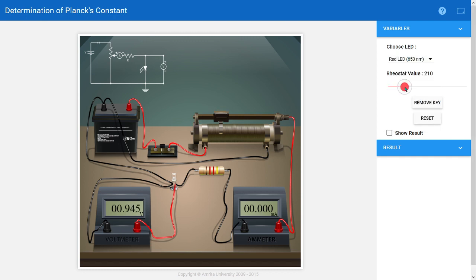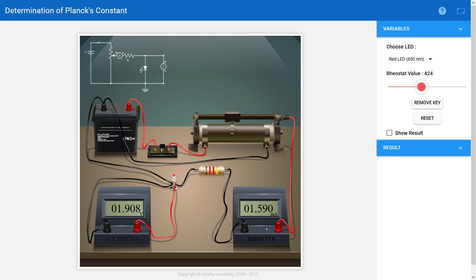I will increase the value, and at a certain point the LED will glow. So what value should we take? We should not take all these values. We have to take the value for which the LED just glows. This is called the knee voltage. So let's find out the value of the knee voltage. Okay, it's somewhere here, 1.908. So this knee voltage for the red LED is 1.908.